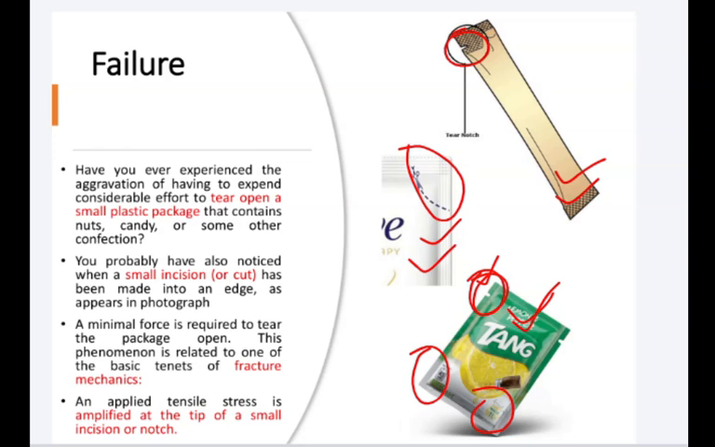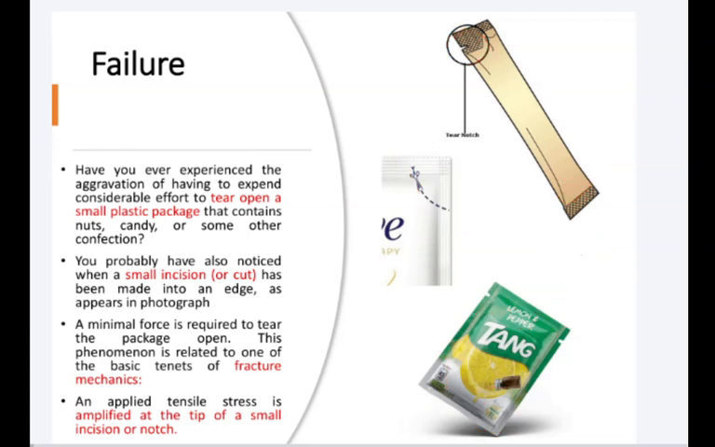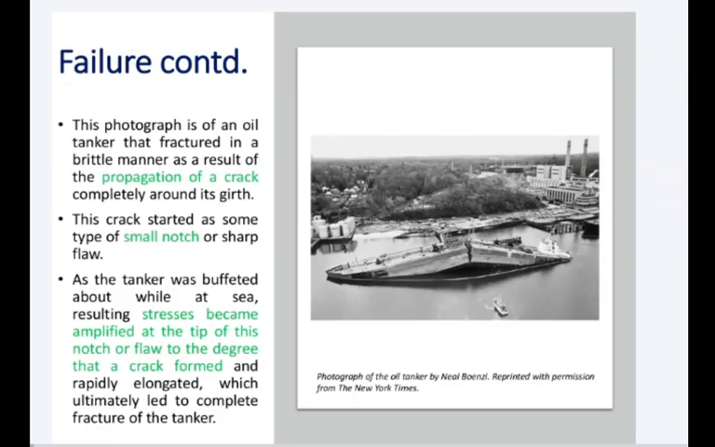This phenomenon, where a small incision means less force is required, is one of the tenets of fracture mechanics. The applied tensile stress is amplified at the tip of the incision. If this is the incision, this is the tip and this is the tip. Once we apply stress, the stress gets amplified at the tip of the notch, incision or cut. That's why, due to the amplified stresses, the package opens easily. Here we are opening the package, but this is failure. It means whenever there is a crack or a small incision, it can lead to a failure.